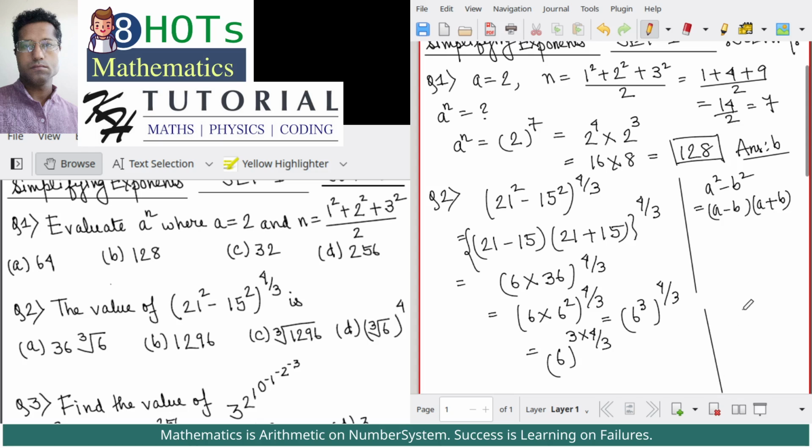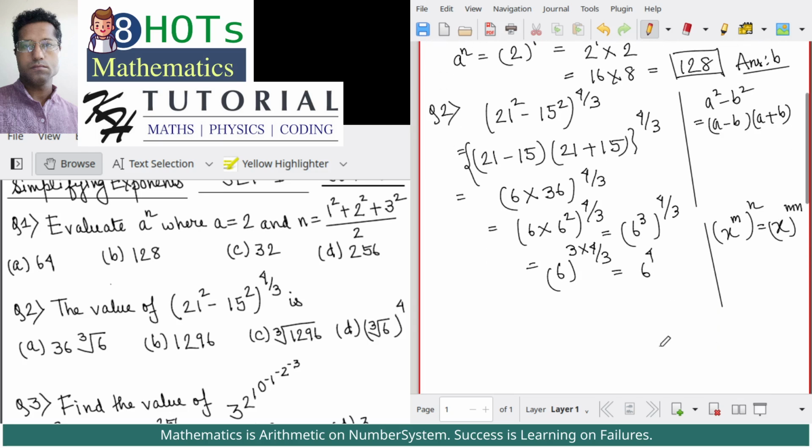We applied the law of exponents that x to the power m, whole raised to the power n, is equal to x to the power m into n. So this becomes 6 to the power 4. Now we have to check whether 6 to the power 4 is 1296 or not. If it is, then choice B will be the correct answer. What is 6 to the power 4?